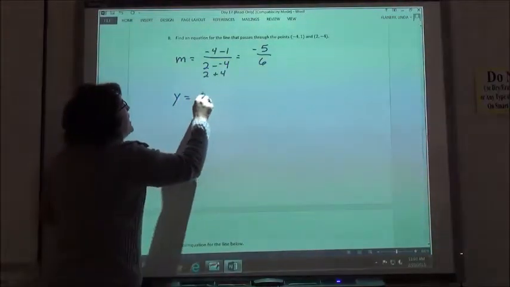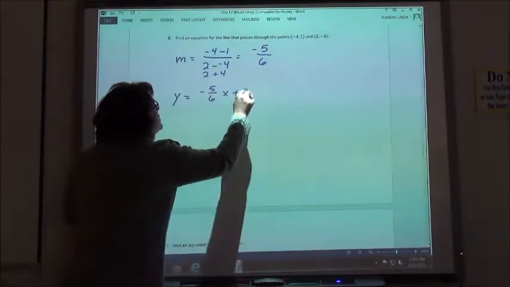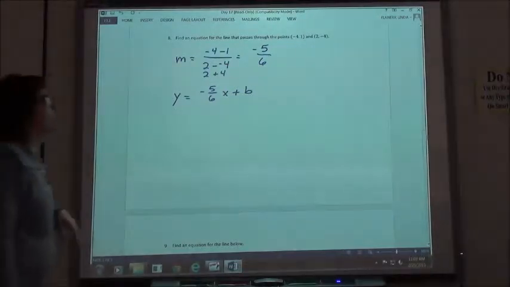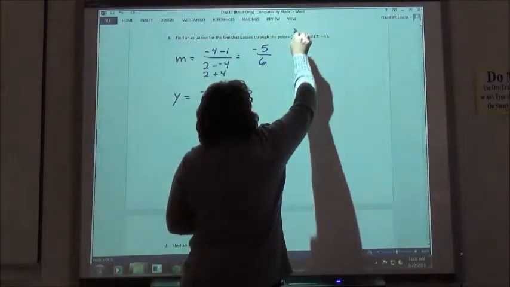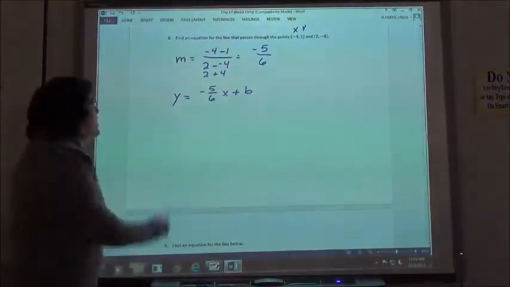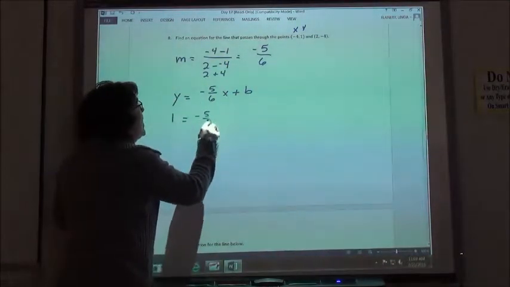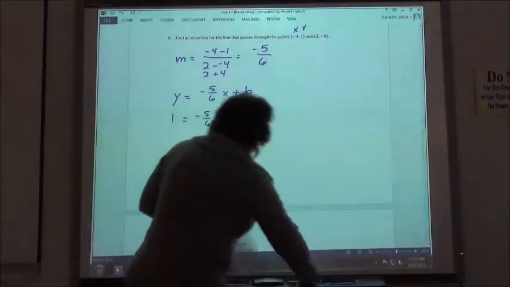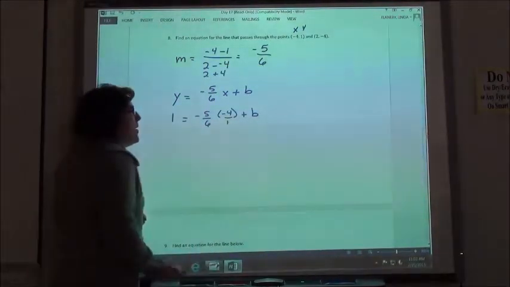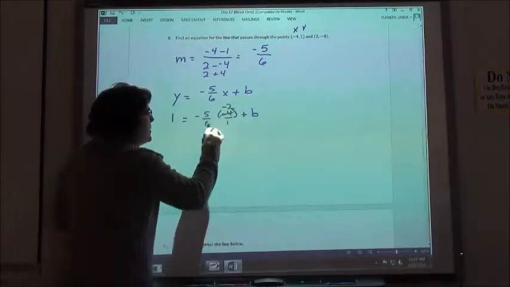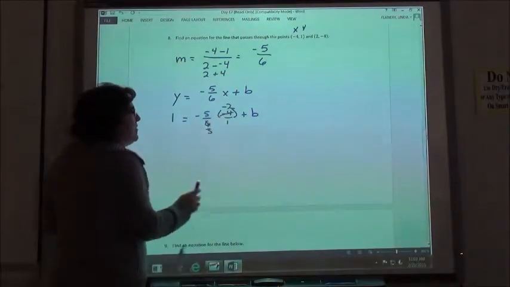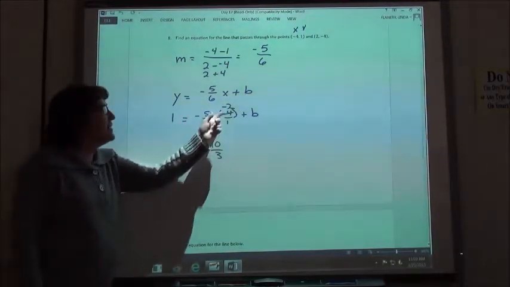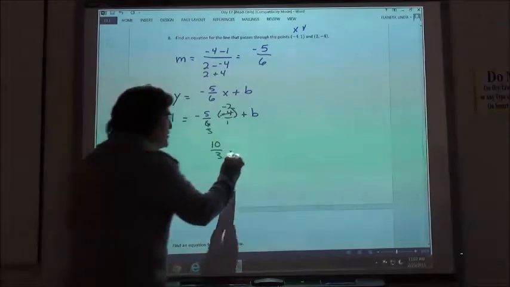So y is going to equal negative 5/6 x plus some number b that we have to find. Again, doesn't matter which one of those 2 points you use. I'm going to go ahead and just use the first one. So x is going to be negative 4, y is going to be 1. So 1 is going to equal negative 5/6 times negative 4 plus some number b. Working with fractions, think of this as being over 1, I can reduce. So this is going to be negative 2 and this is going to be 3. Negative times a negative is a positive, so that's going to be 10/3. Or use your calculator. Negative 5/6 times negative 4 should give you positive 10/3.